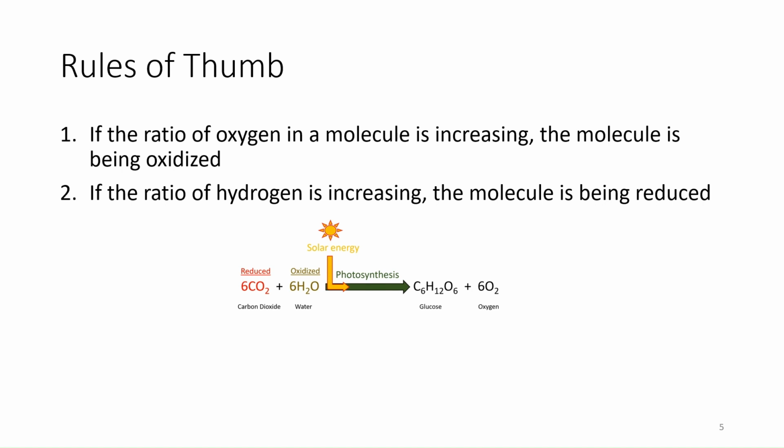And the final product, oxygen, has no hydrogens. And so again, our hydrogen is being decreased in its ratio. And so we would say it's being oxidized into oxygen.